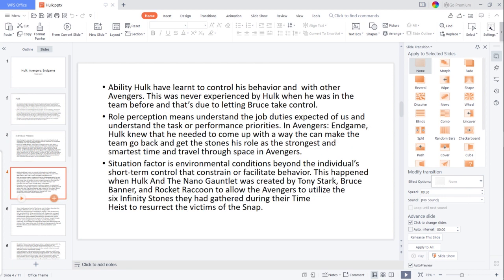Ability: Hulk has learned to control his behavior with the other Avengers, which Hulk never experienced when he was in the team before, and that's due to letting Bruce take control.